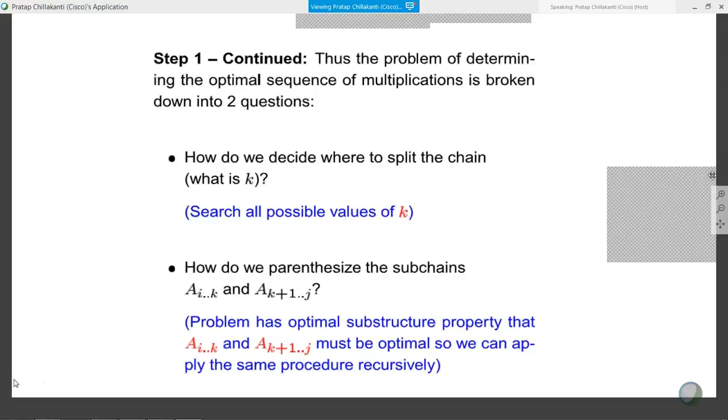One is A i to k, with i starting from 1, less than or equal to some value. And then you have from k plus 1 to j. Remember, the entire resultant matrix is going to be i and j at the end, so that's why you see it start with i and end with j.